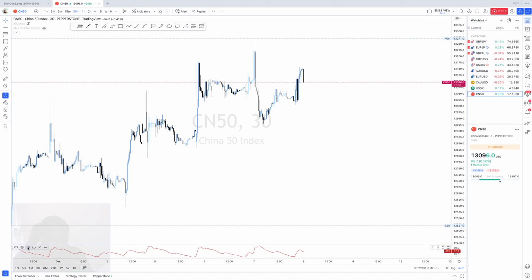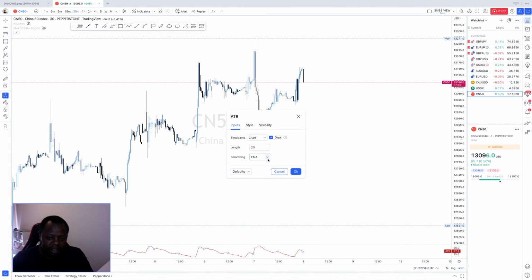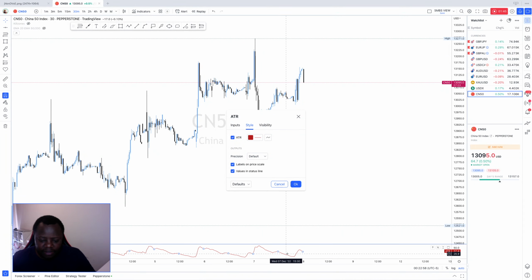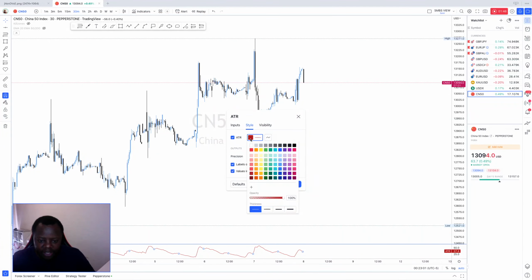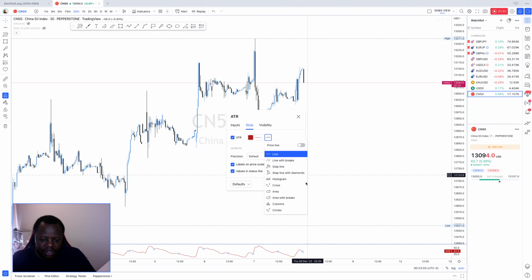And this indicator, you can manipulate it. You can input the style. I think the default comes with RMA, but I love using EMA, which is the exponential moving average. My length is 20. I think it comes with 14 if I'm not wrong. So I use 20, which just means it's going to measure the last 20 periods. You can change the style, give it a different color. I've put mine as red. Instead of using lines, you can use circles. Whatever works for you.